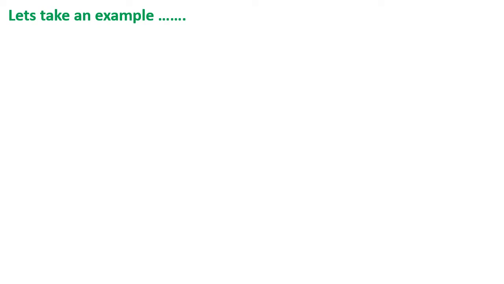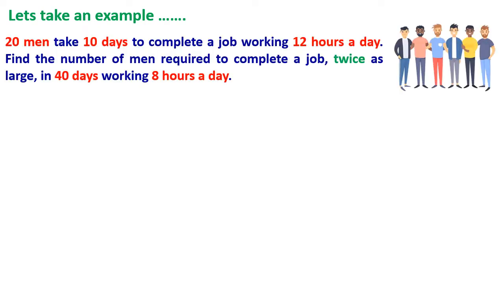Let's take an example. 20 men take 10 days to complete a job working 12 hours a day. Find the number of men required to complete a job twice as large in 40 days working 8 hours a day. Now we are going to look at how to build the equation of variation for this particular question.